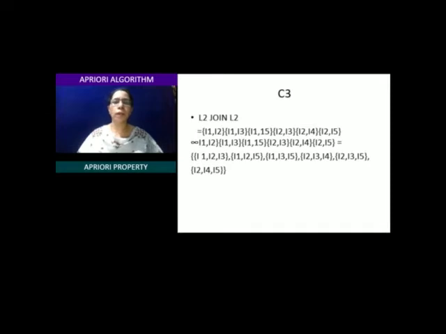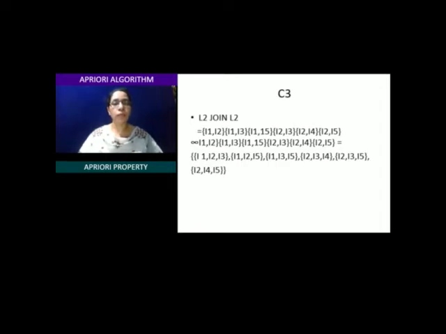Now from L2 we want to find C3. For that we are using the join operation, L2 join L2. That means we can combine 2 item sets whose first item is common. The item sets in L2 are I1, I2; I1, I3; I1, I5; I2, I3; I2, I4 and I2, I5. We find the joins in such a way that lexicographic order is maintained, otherwise item sets will be repeated.